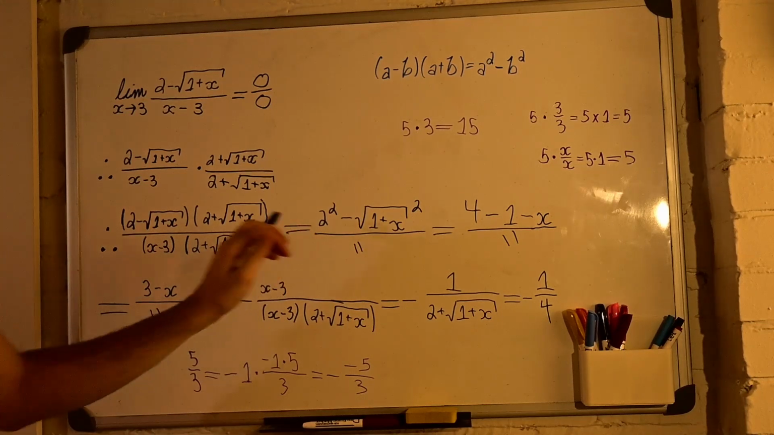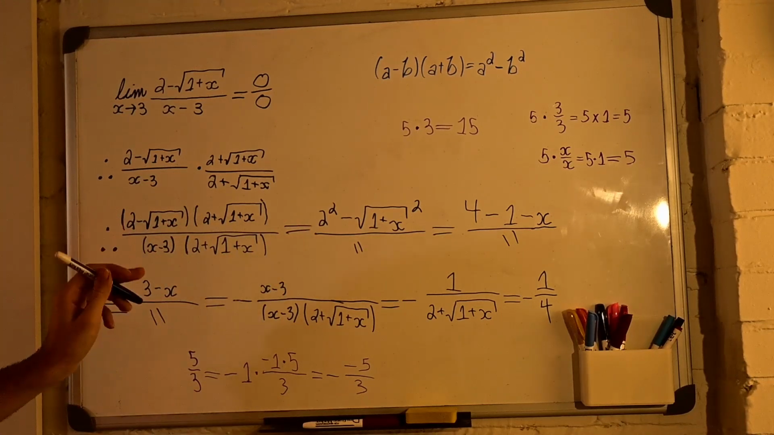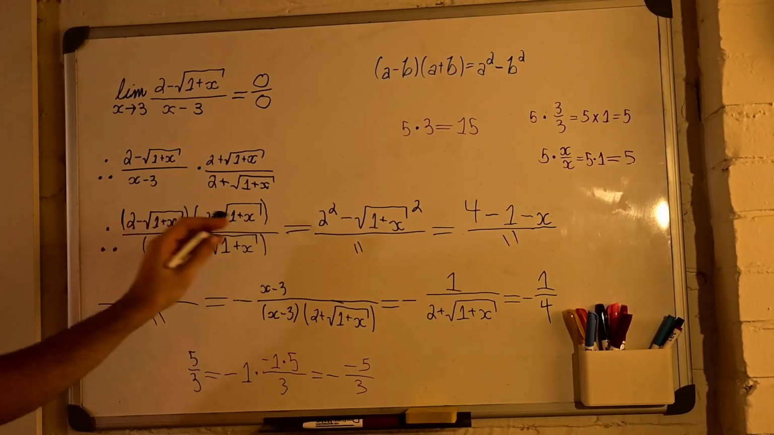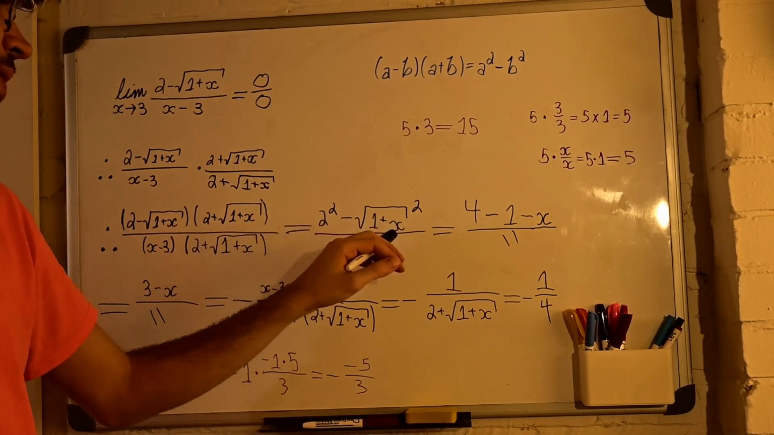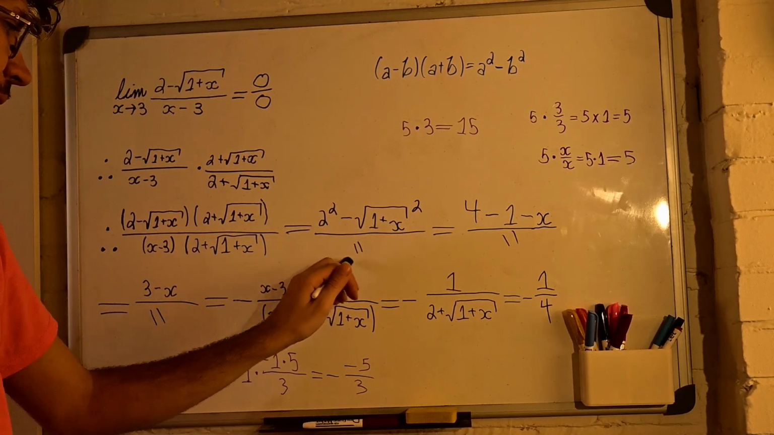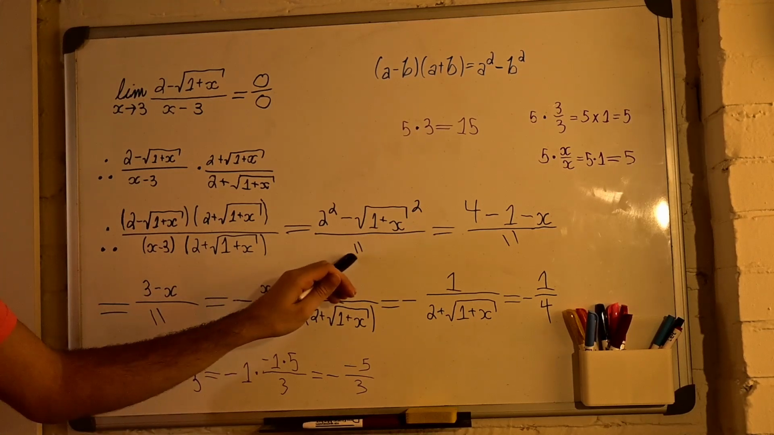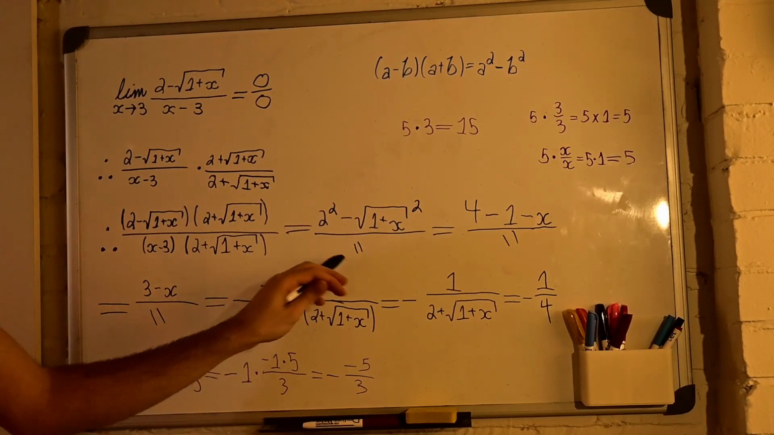And so, again, 2 is a, right? We established that 2 is a. The square root of 1 plus x is b. So you have 2 squared minus the square root of 1 plus x squared. And then it's divided by this. This sign, by the way, what this means is that it means the same thing.